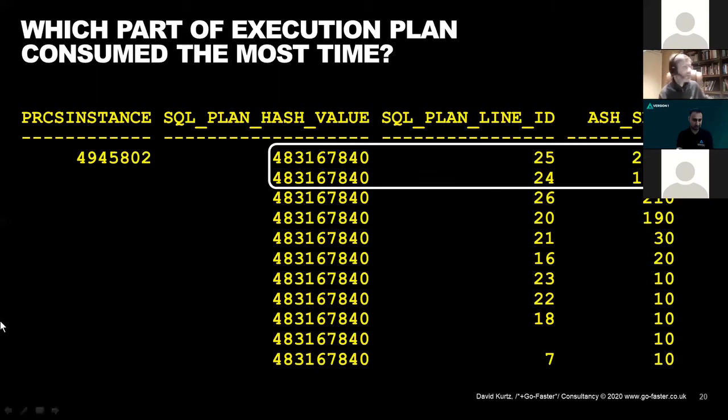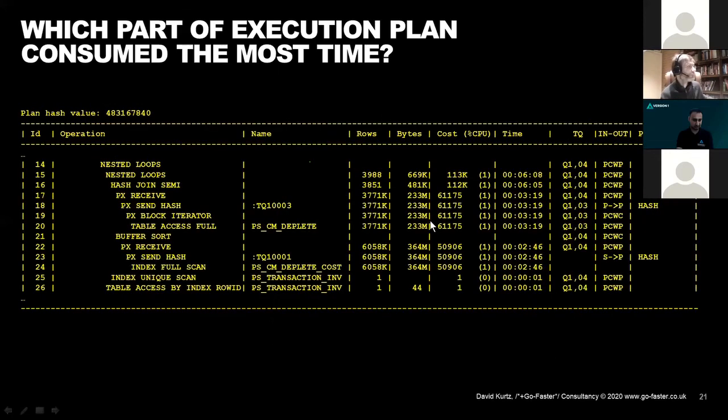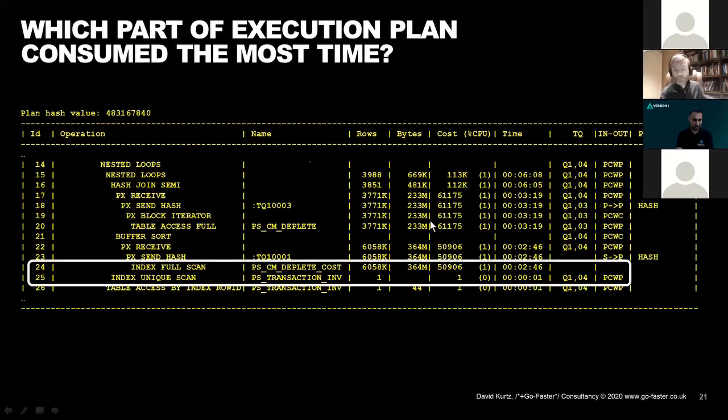So now I can go and look at the execution plan and look at lines 24 and 25. And here you are. These two lines are the place that took the most time. This is where I need to start digging. In this case, I've got an index I'm using. I'm full scanning an index inside a nested loop, and for each row from my nested loop, I'm then doing a lookup on this transaction table.